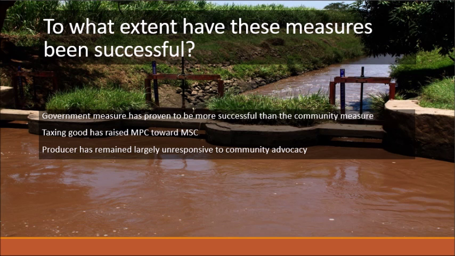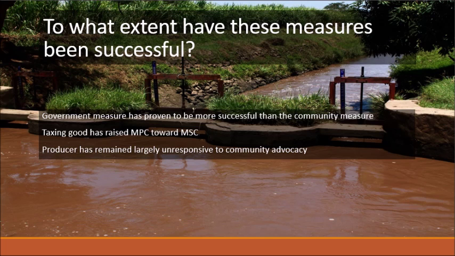The extent to which these measures have been successful. The government measure has proven to be more successful than the community measure, however, it's not perfectly successful. Taxing the good has raised the marginal private cost and has created the financial incentive for producers not to displace local villages without recompensating. Displacement is now seen on a smaller scale, so the MPC is much closer to the marginal social cost, though it is not fully successful as there is still some deadweight loss and villagers are still relocated. So the market is still in failure. It has not proved completely successful, however, has lessened the impact of the externalities.